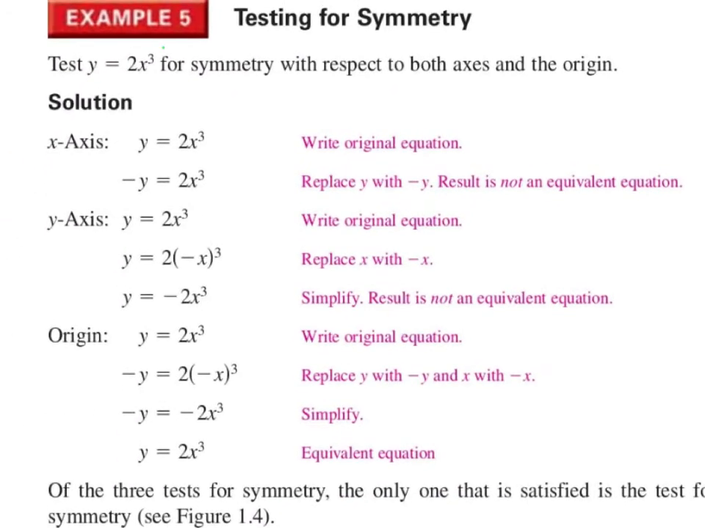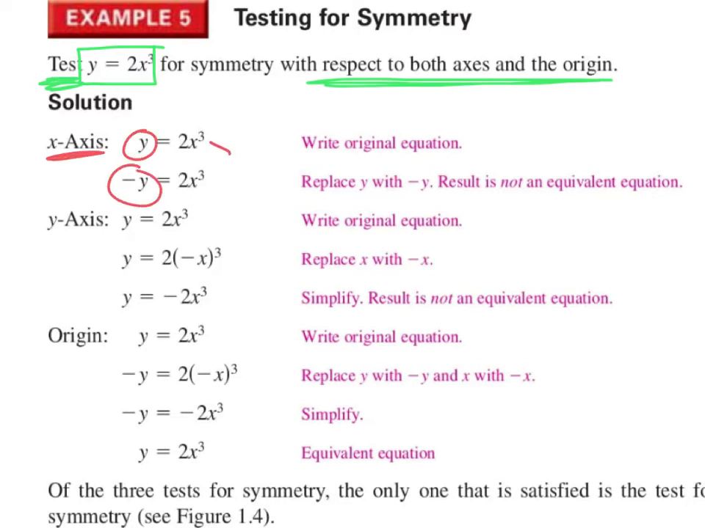Here they give us the equation y equals 2x to the third. So check it, or test it, it says. Test for symmetry with respect to both axes and the origin. So what that means is you need to do all 3 of those things that were listed above. And here the book has it laid out. So for the x-axis, we replaced y with negative y, and these two are not the same. So it's not symmetric to the x-axis.